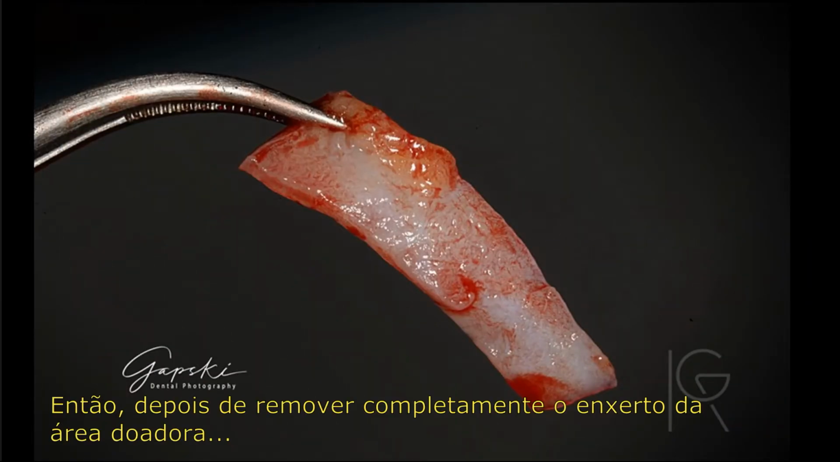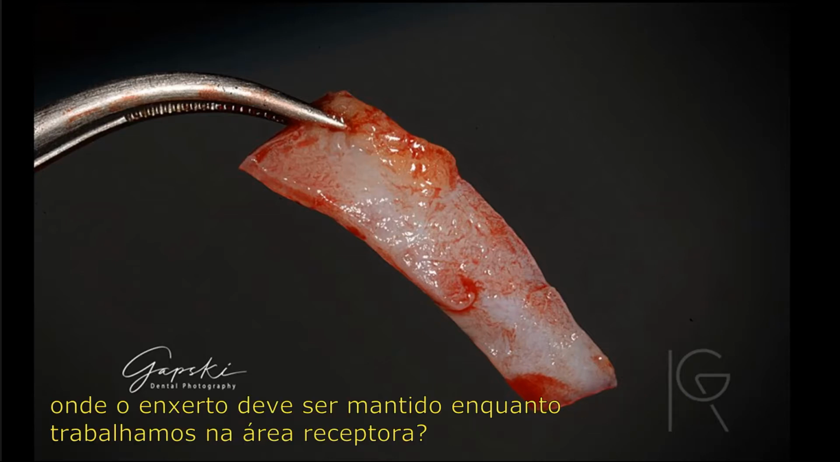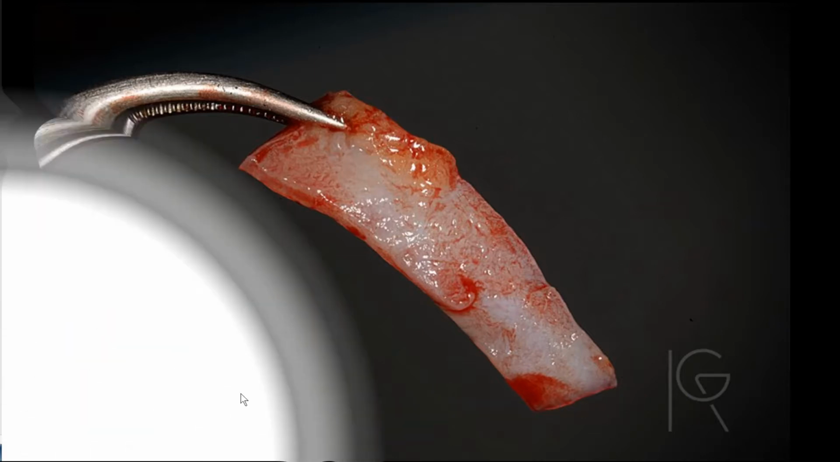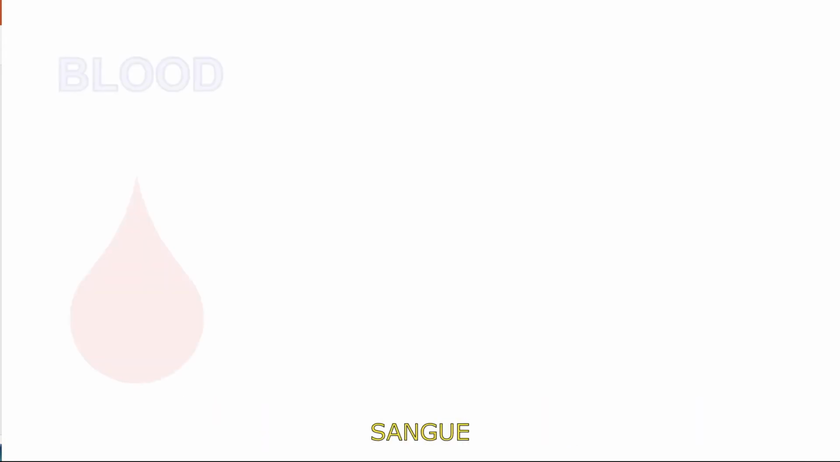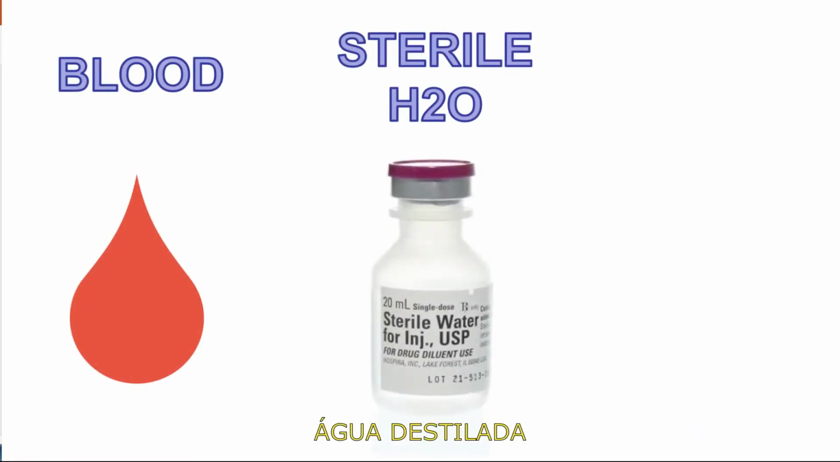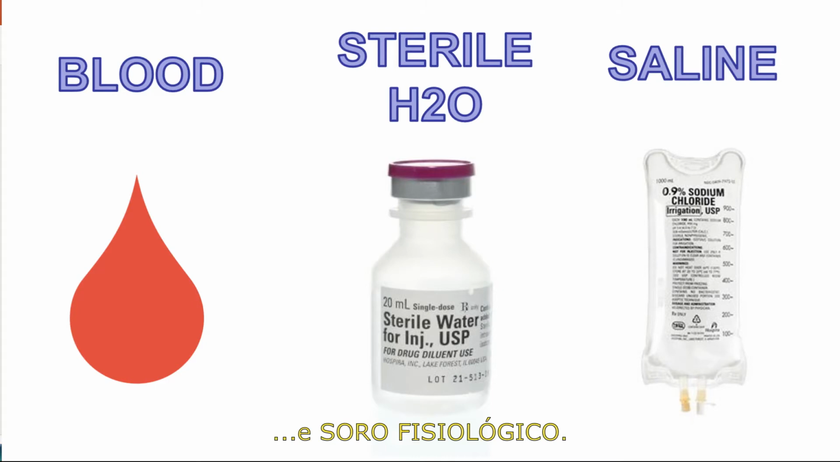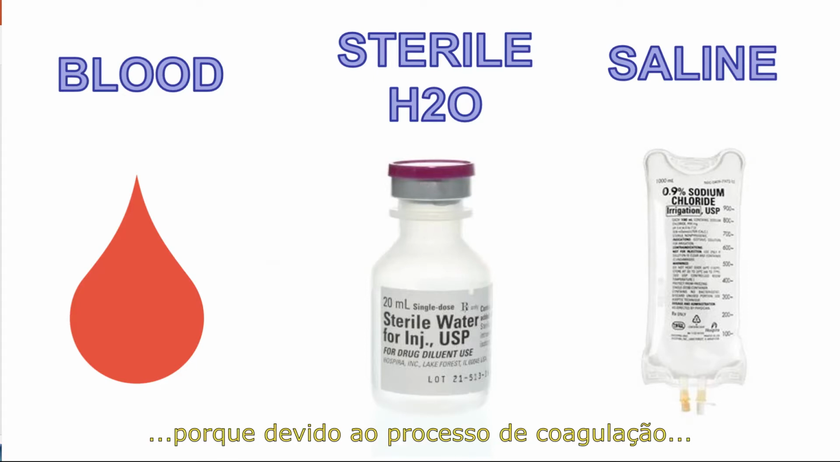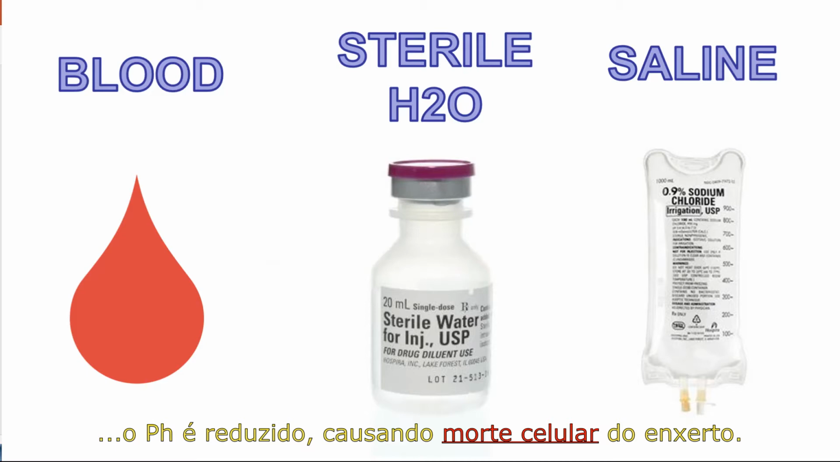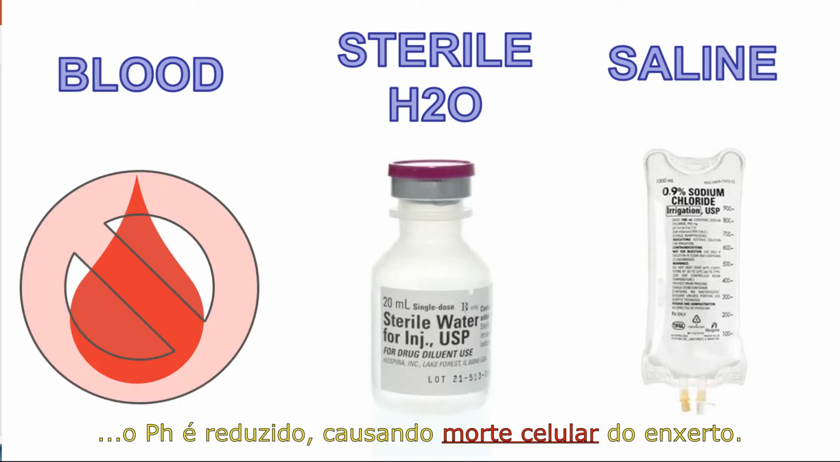So, after removing the graft completely from the donor side, where should we place it as we work on the recipient side? The literature has mentioned that grafts can be placed in blood, sterile water, and saline solution. In our case, the connective tissue graft should not be mixed with blood because, with coagulation of the blood, the pH is going to be reduced, causing cell death.